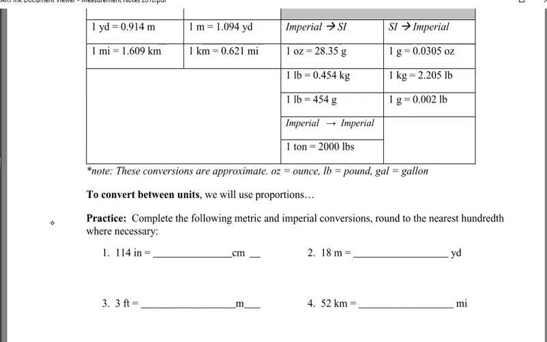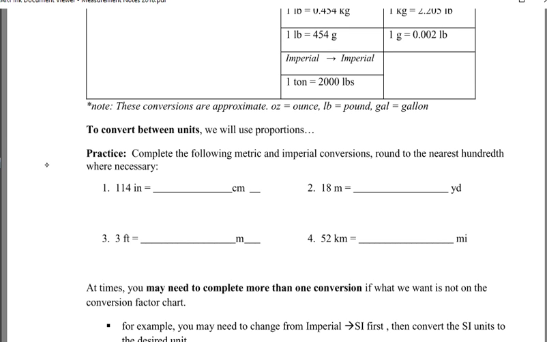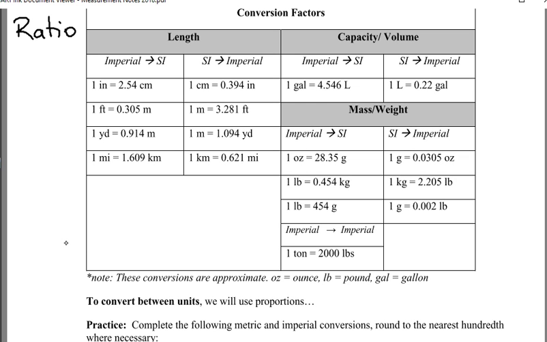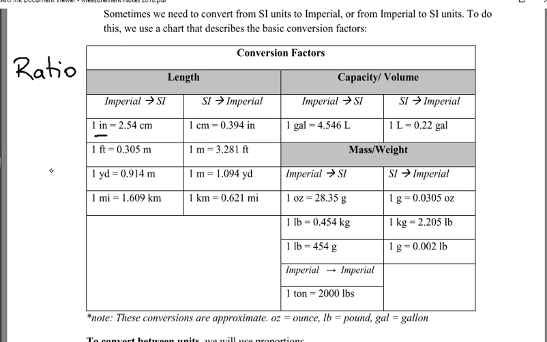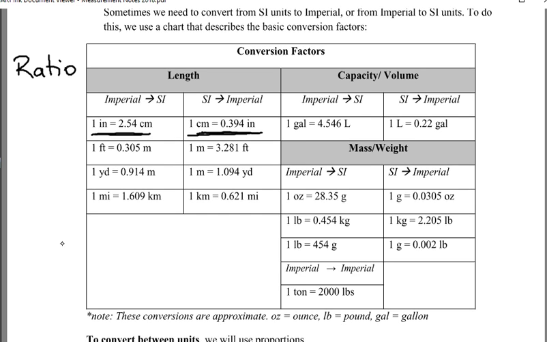So let's take a look and try some. Set up the proportion. We want to convert inches to centimeters. For whatever reason, 114 inches is so many centimeters. Well, we can go up to our chart and we can look. Inches to centimeters. We have 2 choices. Depends upon which way you want to do it, both of them will work. Because of rounding, you might be off by a little bit. They won't be exact answers, but they're both acceptable.